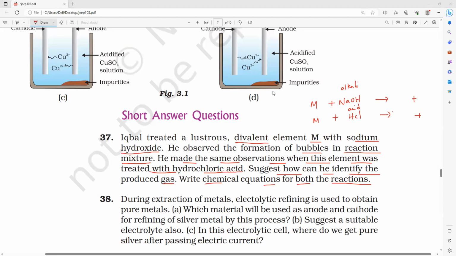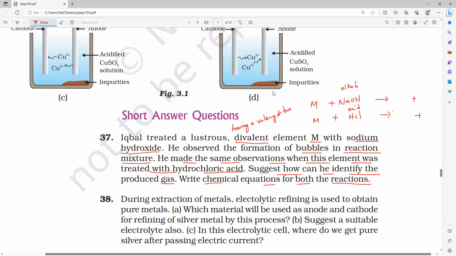So first here you have to speak. They're saying divalent. What do you mean by divalent? Anyone? 2 electrons. Yes, all of you? So Iqbal treated a lustrous and divalent element. Is it a metal or non-metal? First you tell me that. Metal, yes, metal. So divalent means having a valency of how many guys? Anybody? 2. So please write it, having a valency of 2.